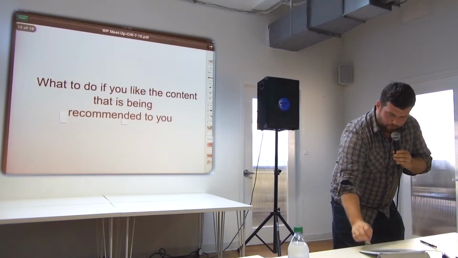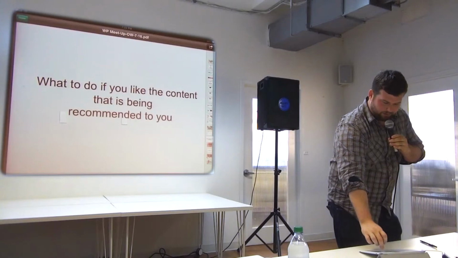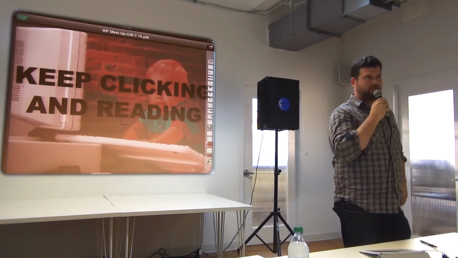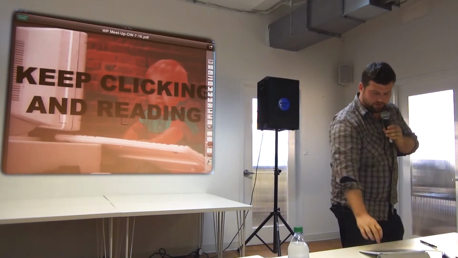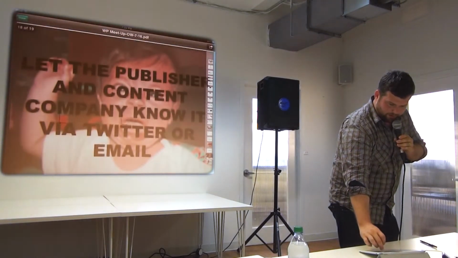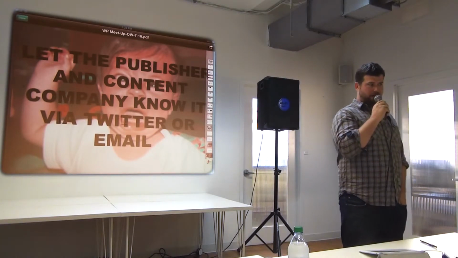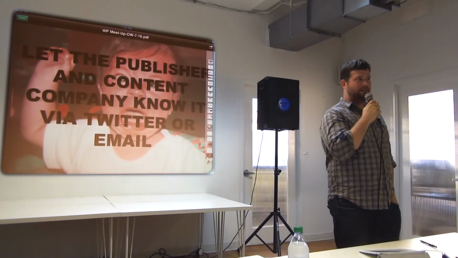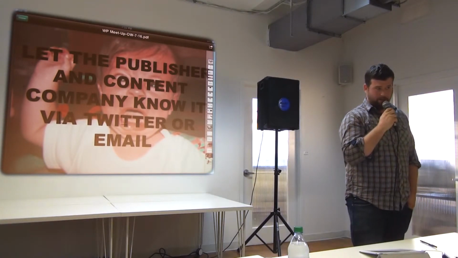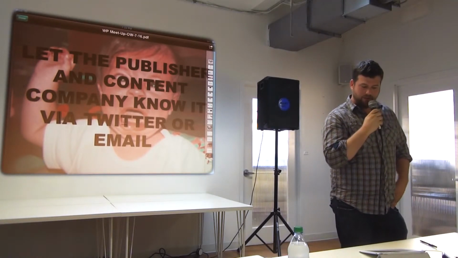If you like the content that you're seeing in the box, the way to let people know you like it is to simply keep clicking and reading. And if you see stuff in that box that you don't think is appropriate or you don't like, the only way now to really have a say is to let the publisher and the content recommendation company know that you don't like it. What we see most often would be either via tweet or email. And people do actually listen to what readers have to say, even though it may not seem like it at all times.